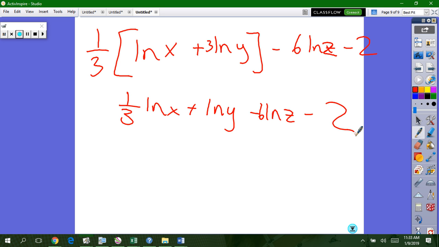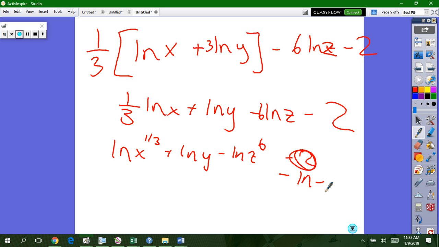Now what do we do? The numbers out front go to powers. What's another way? Notice, guys, all of these are ln. How can I write minus 2 as an ln? Minus 2 as an ln. Well, let me show you. This is the same thing as minus ln of e squared.